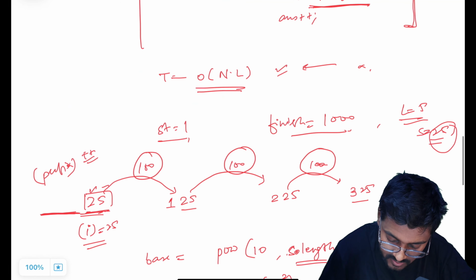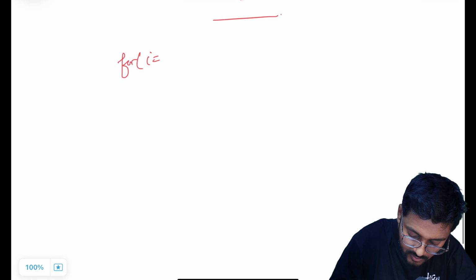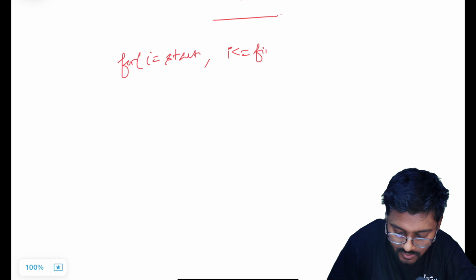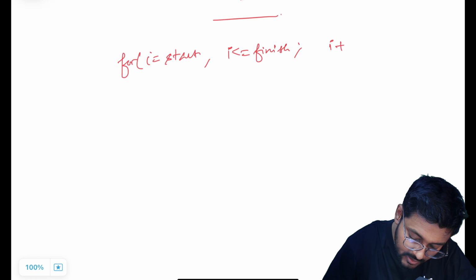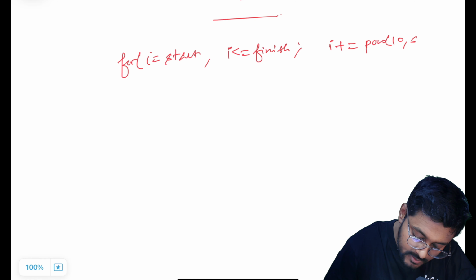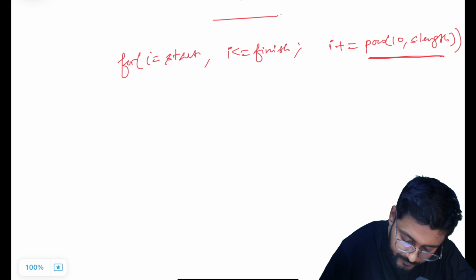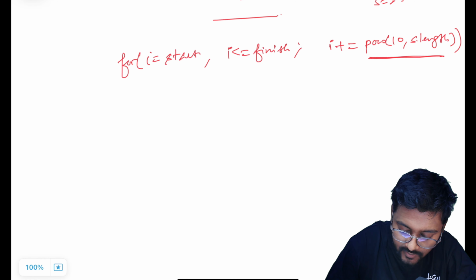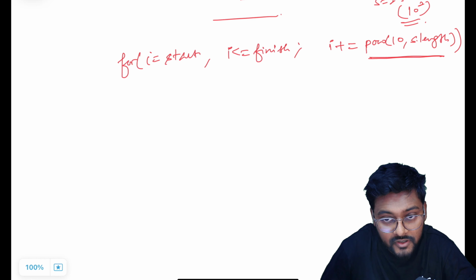So here, if I just try to optimize this brute force, I can go something like this. For I is equal to start, definitely we have to go with start. I less than equal to finish. Starting to finish I have to go, and then I plus equal to power of 10 raised to power s.length. This is my base value. So every time I am incrementing, if my s value is 25, I am incrementing by 10^2 every time, and my loop will be efficient in this case.